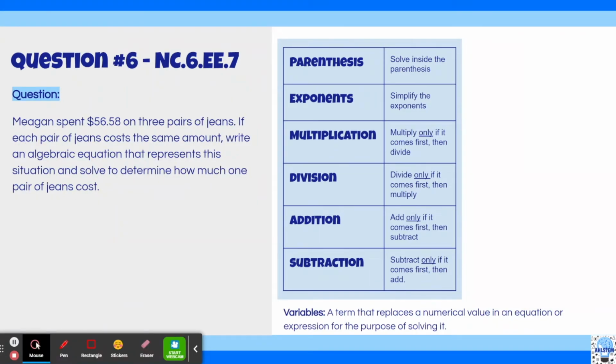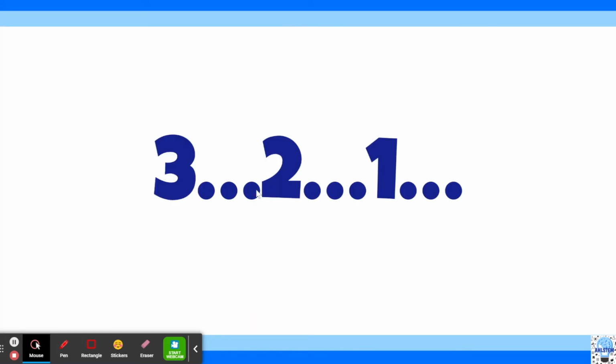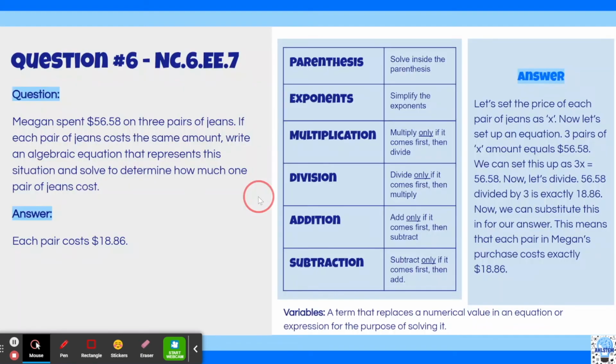Megan spent $56.58 on 3 pairs of jeans. If each pair of jeans costs the same amount, write an algebraic equation that represents this situation and solve to determine how much one pair of jeans will cost. This is problem number 6, and it is the same process that we've been using for the previous problems, okay? So pause now and solve it, and in a few seconds we'll check. 3, 2, 1. Each pair costs $18.86.